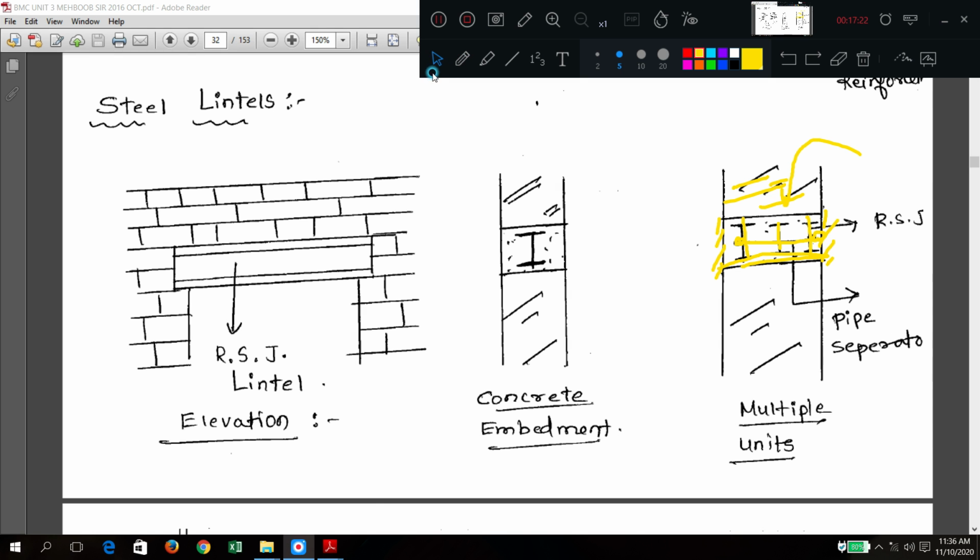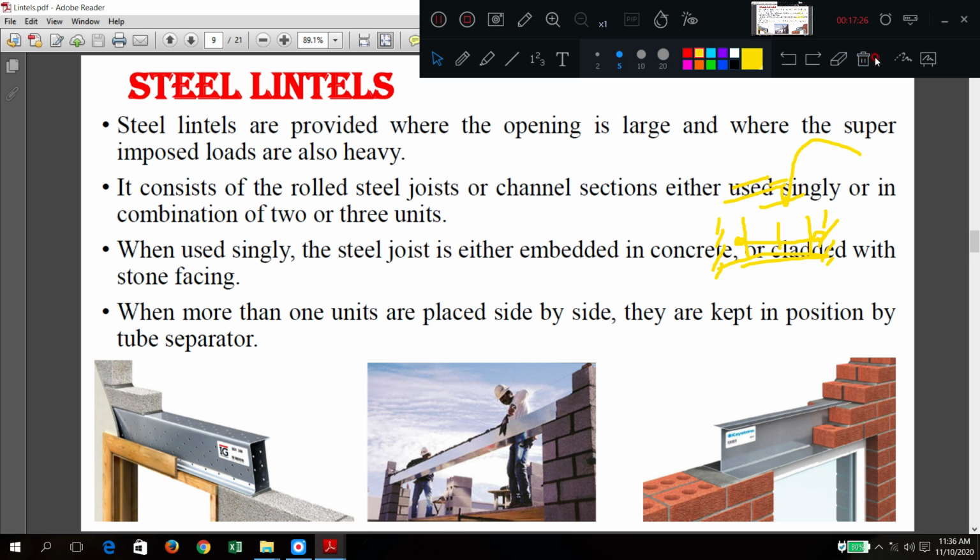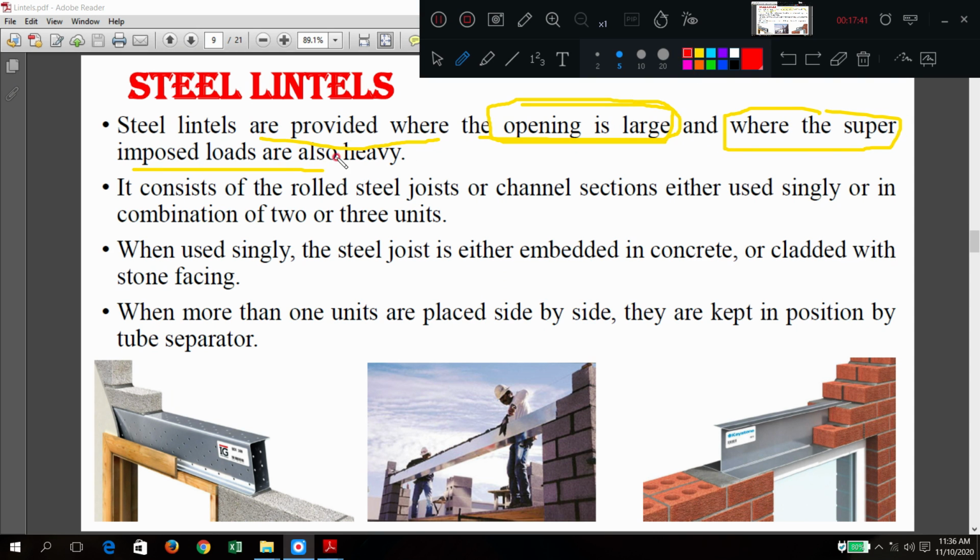So steel lintels. Now come to this point. So steel lintels are very strong, very strong. So that is why they are provided when the opening is very large, when the loads are also very high, when superimposed loads are also very heavy. So on this top, heavy loads may come. Okay. So what they are telling?